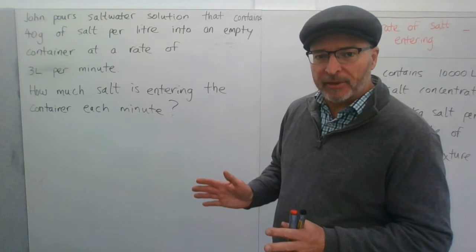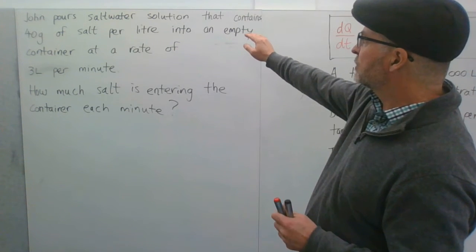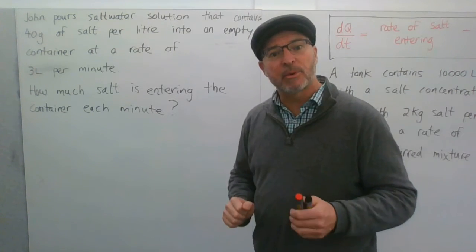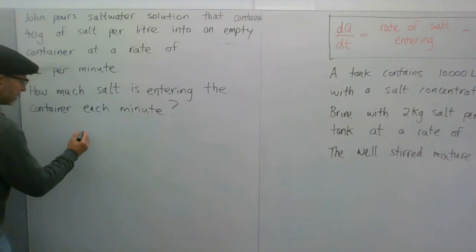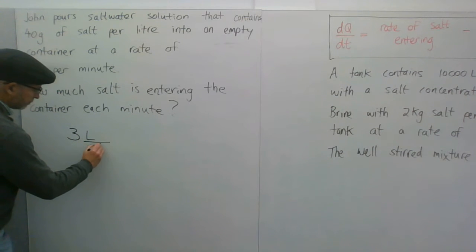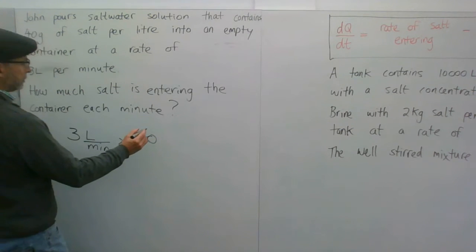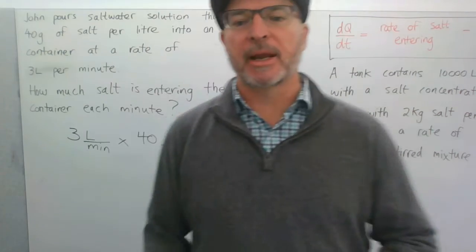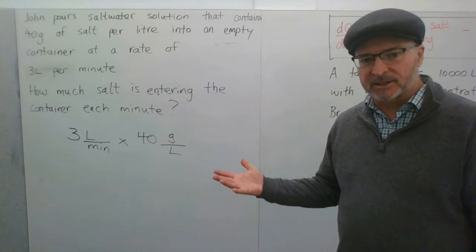Now, I find it easy to write things down with units here. So I can see that we're pouring in solution with 40 grams of salt per litre at 3 litres per minute. So we're going to get 3 litres per minute of these 40 grams per litre. So I'm just multiplying together the two rates.